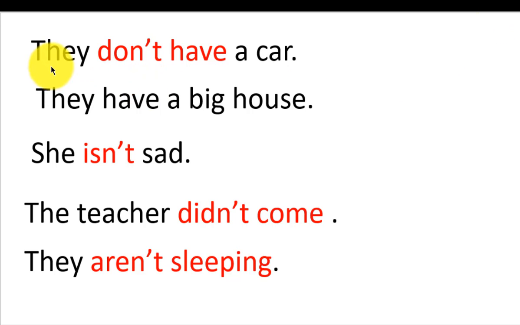We read sentence number 1. They don't have a car. They have a big house. Which sentence is in the negative? Yes, it's sentence number 1. They don't have a car. Is this sentence in the negative? They have a big house? No. Okay?